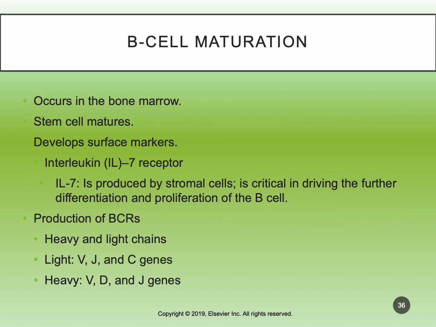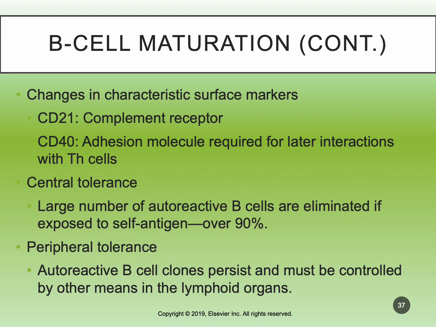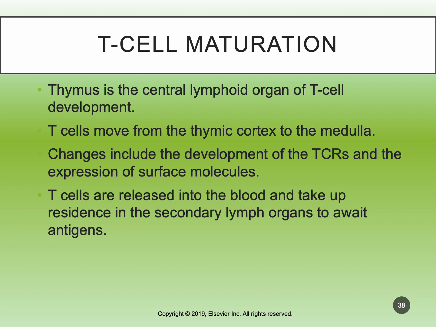Now, we talked earlier about how B cells are matured in the bone marrow. The next few slides are going to give you the specific information of how that maturation actually occurs. In the previous slides, we talked about the maturation of the B cells. Now I want you to read the next few slides that explain how T cells mature.